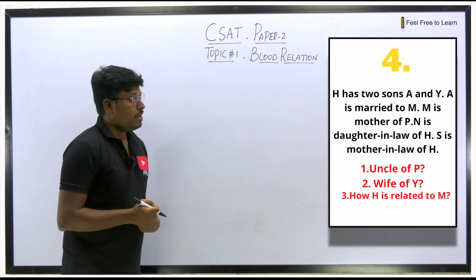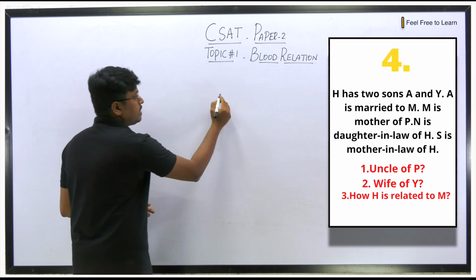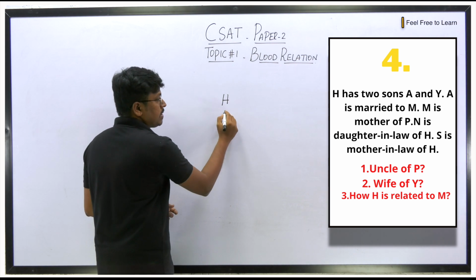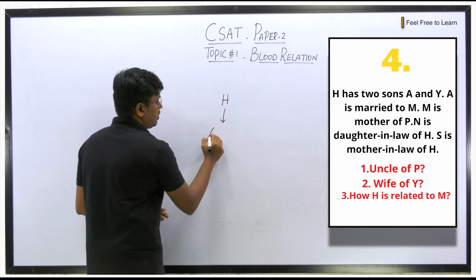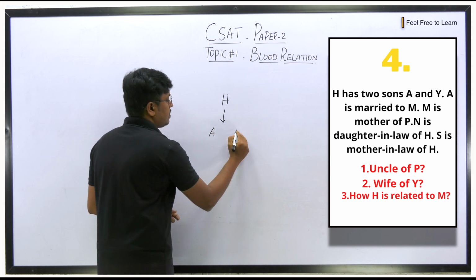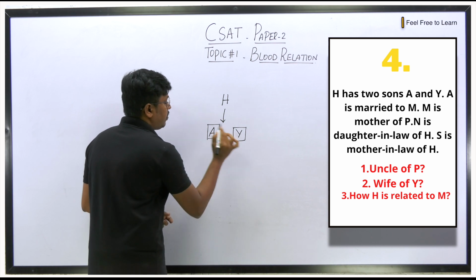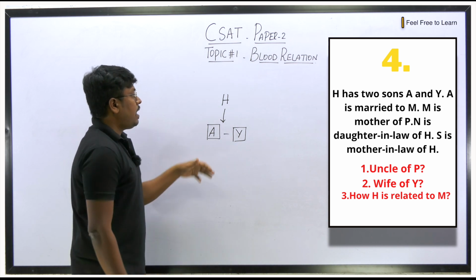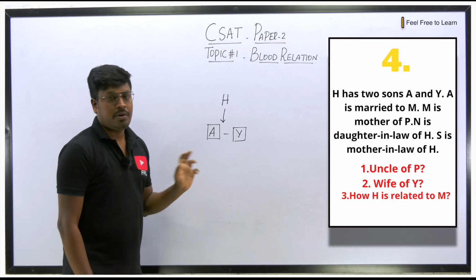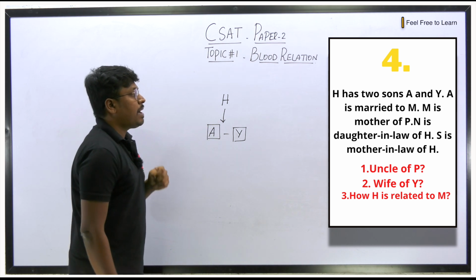Set number 4. H has 2 sons A and Y. So there is a person H having 2 sons, that is A and Y. Both are sons, so definitely both will be male. So A and Y are both brothers, and the gender of the person H is unknown because H is calling A and Y sons. A is married to M.